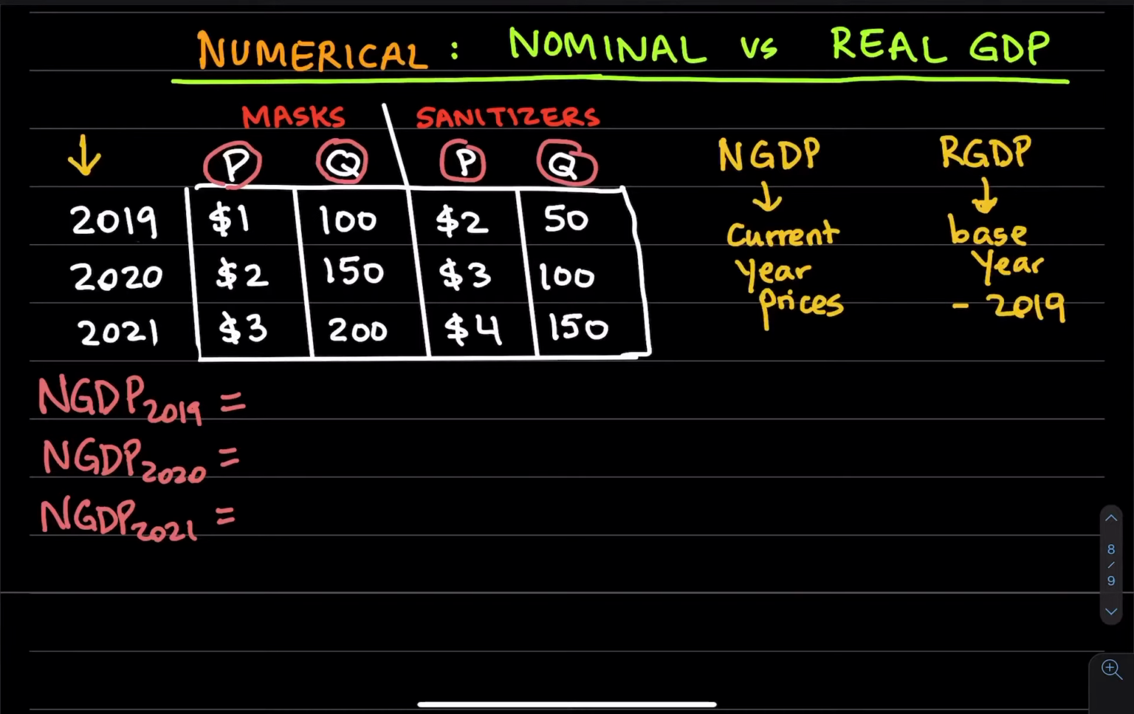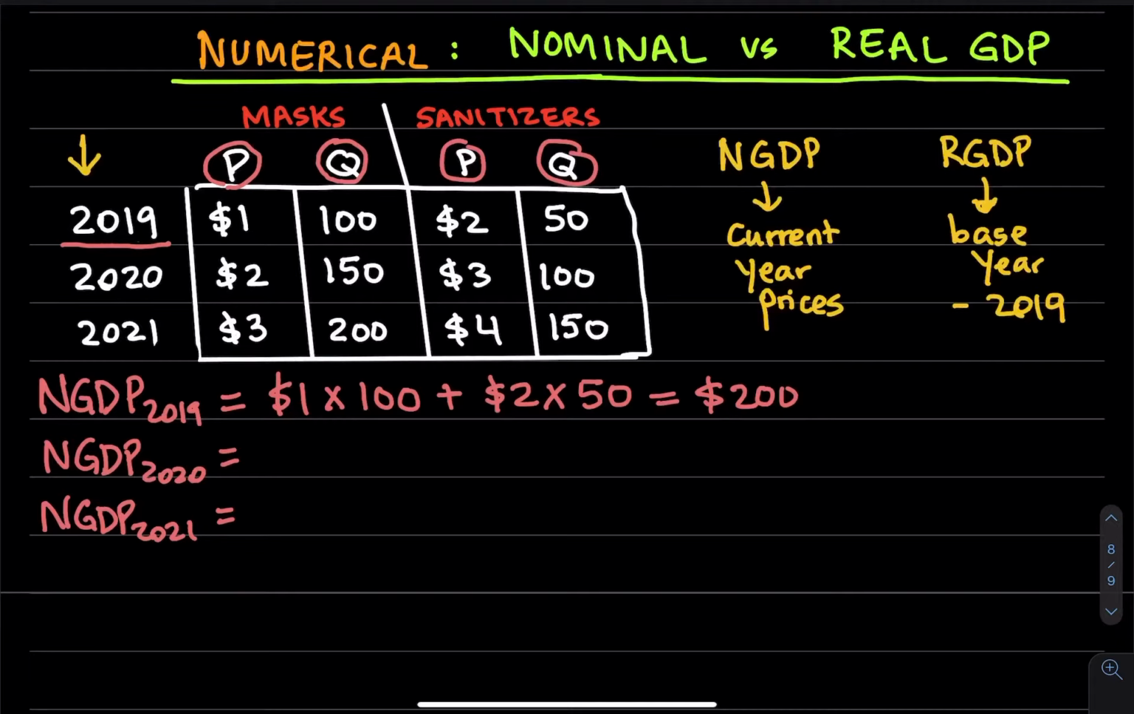Okay, so for 2019, you're just going to look at that row. And what we would have is one mask costs $1 times we are producing 100 masks. So the value of those masks is $100, plus we have sanitizers that we are producing, and the value of those sanitizers is $2 per sanitizer times 50 sanitizers. Okay, so that gives you $200. And so $200 is the nominal GDP for this economy in the year 2019.